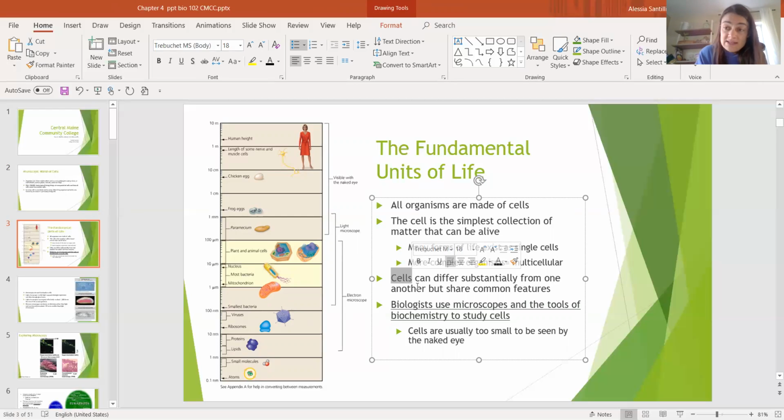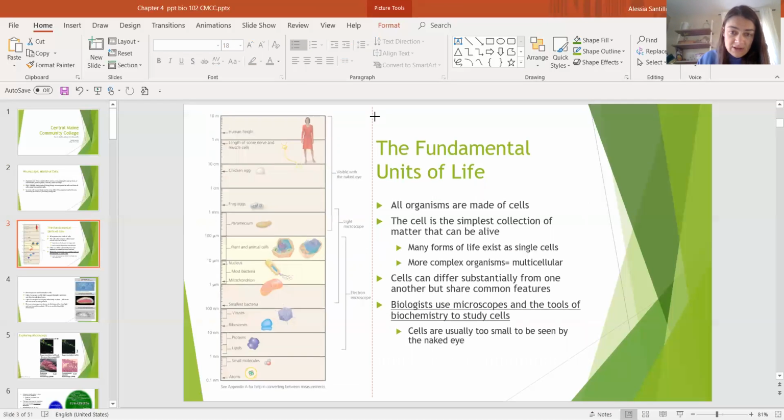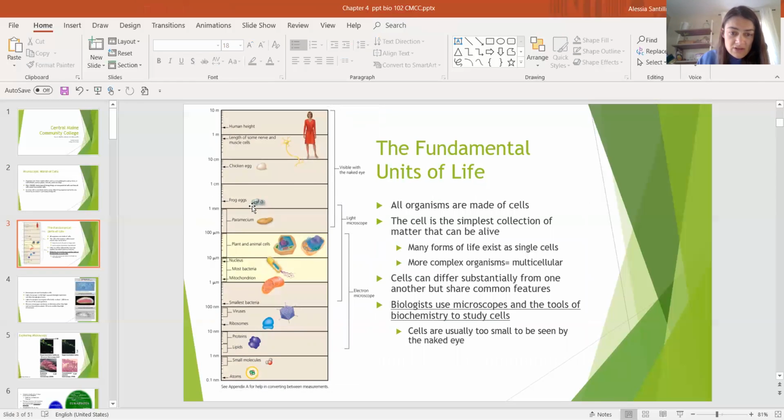In order to visualize cells: cells are basically microscopic. They're too small for the naked eye to see. So we actually require specific tools to see them. Usually these tools include a microscope, right? If you see here the scale, I'm just going to make it a little bit bigger. With this scale, you can see that frog eggs are usually a little bit smaller than a centimeter in diameter. This paramecium is a kind of protist. It's just a weird single-celled organism that lives in the water.